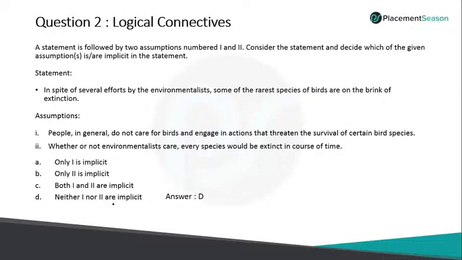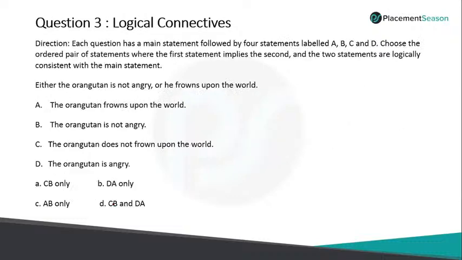Next question, logical connectives again. Each question has a main statement followed by 4 statements labeled A, B, C, and D. Choose the ordered pair of statements where the first statement implies the second, and both statements are logically consistent with the main statement. What is the main statement given here? Either the orangutan is not angry or he frowns upon the world. So either the orangutan will not be angry, or, if it is angry, it is given that he frowns upon the world.